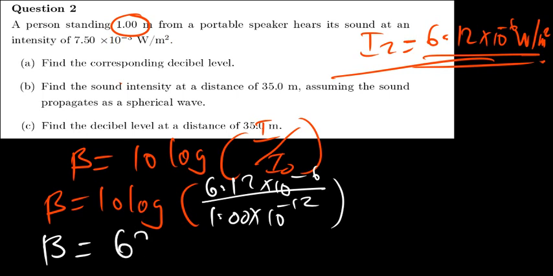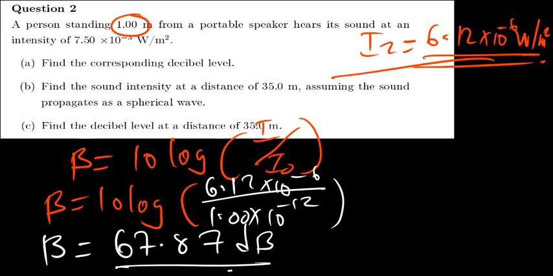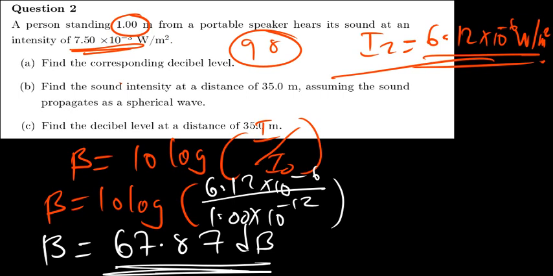So 67.87 if I round it off, decibels. This is my answer for the third part. Now this is making sense. When we had the intensity of 7.50 times 10 to the power negative 3, the corresponding decibel was 98. Now this has reduced to 6.12 times 10 to the power negative 6. We expect the corresponding decibel to reduce as well. That's why it is 67. 67 is less than 98, which is making sense.